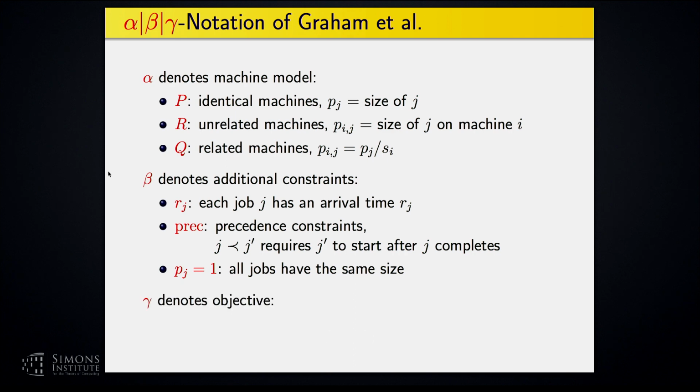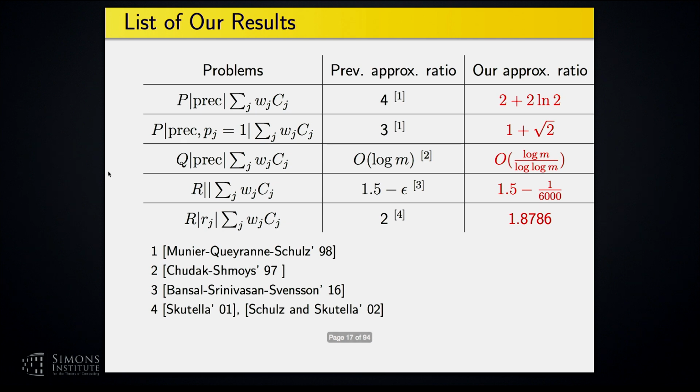And gamma denotes the objective function we are trying to optimize. In this talk, we are only going to focus on the weighted completion time. Okay, so here are our results. First, consider the identical machine model. If you don't have precedence constraints, then you can basically get a PTAS. That's easy. So we will have precedence constraints for the identical machine model. For the basic problem, we get a 2 plus 2 ln 2 approximation, which improves the previous 4-approximation due to Munier et al. For the special case where all jobs are identical, the same paper gave a 3-approximation, and we improved it to 1 plus root 2.